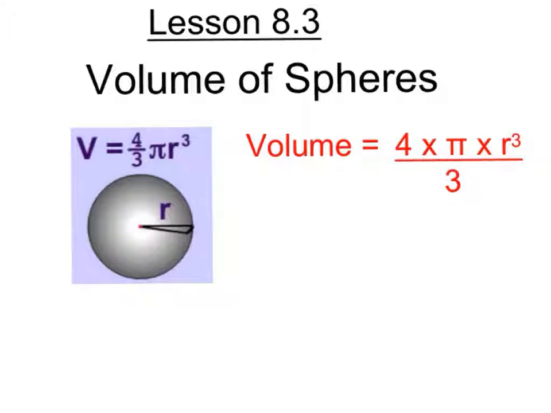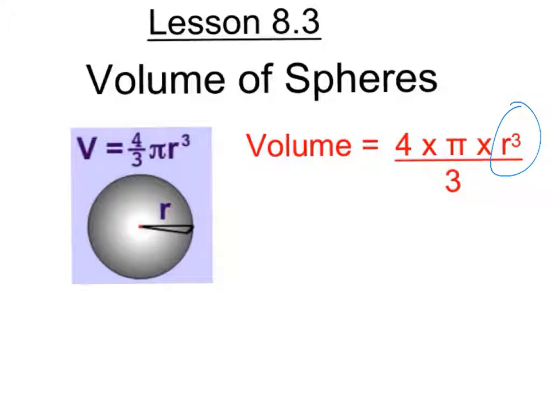Volume of spheres. So our formula is 4 times pi times radius cubed divided by 3. And what I want to make sure you notice is that most of the formulas that we have dealt with that have used pi and radius, we've squared the radius. Notice here we're cubing the radius. So that means radius times radius times radius.